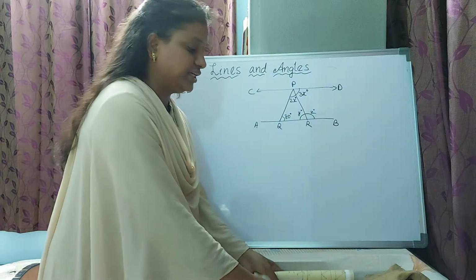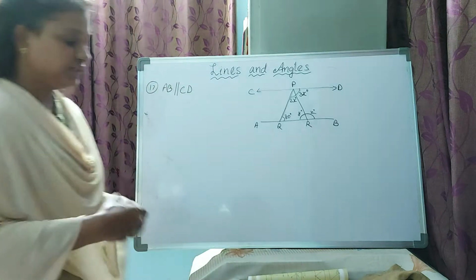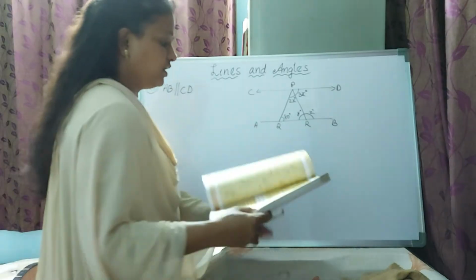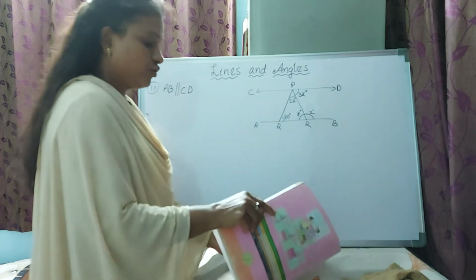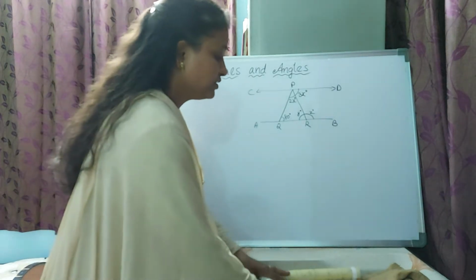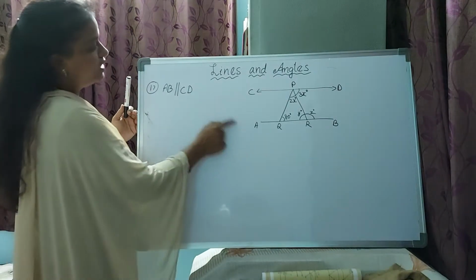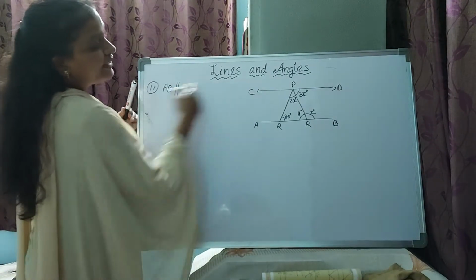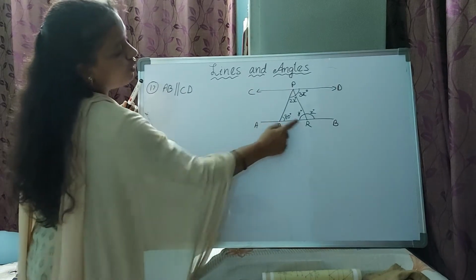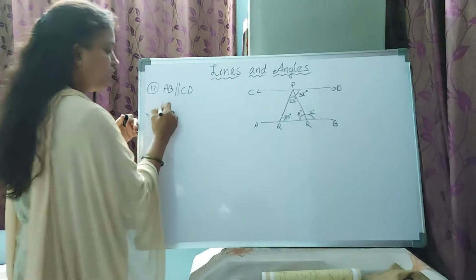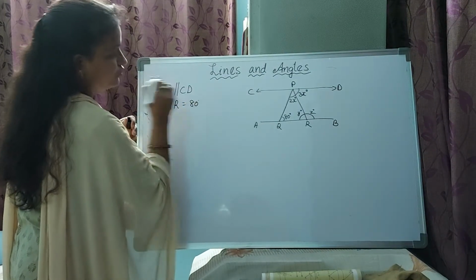Today we will see the 17th problem in exercise 4.3. It is based on two parallel lines. Here he has given AB is parallel to CD and angle PQR is equal to 80 degrees.